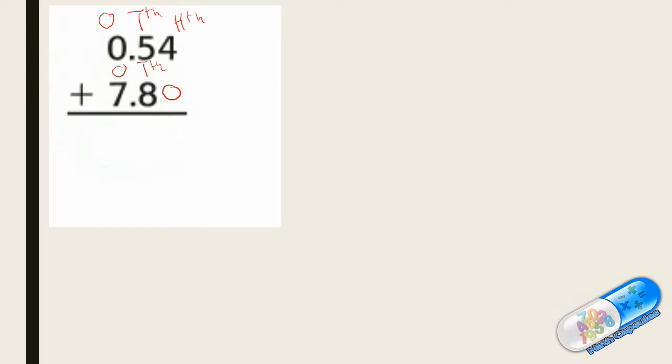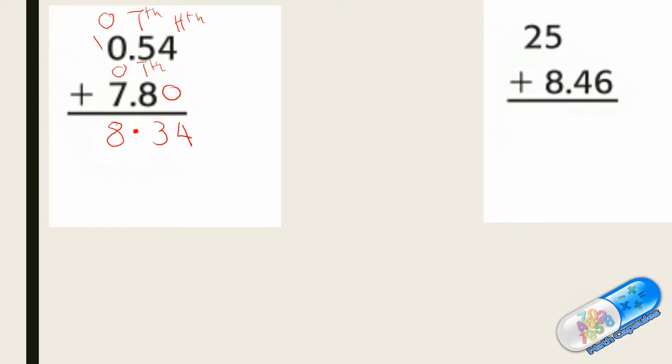Now we can add normally, just put the decimal point and we add: 4 plus 0 is 4, 5 plus 8 is 13, 3 and carry 1, 1 plus 0 is 1, plus 7 is 8, and the answer is 8 and 34 hundredths. Another example, 25 plus 8 and 46 hundredths.